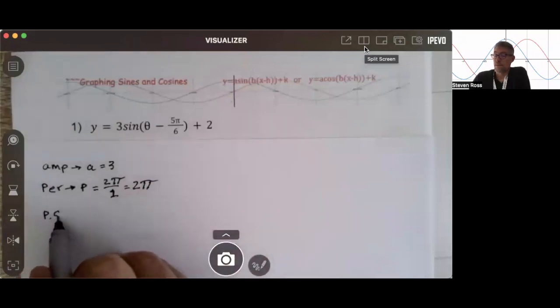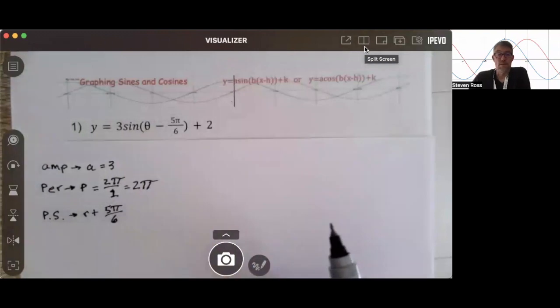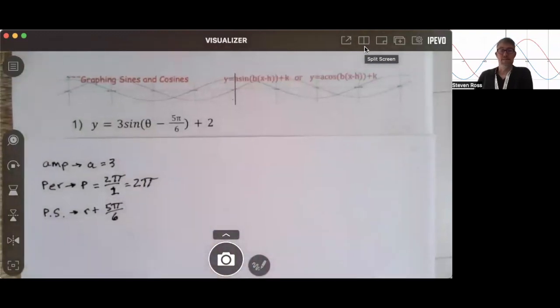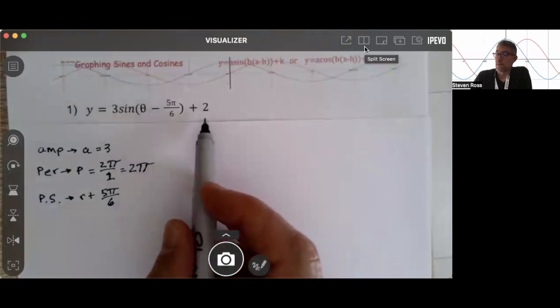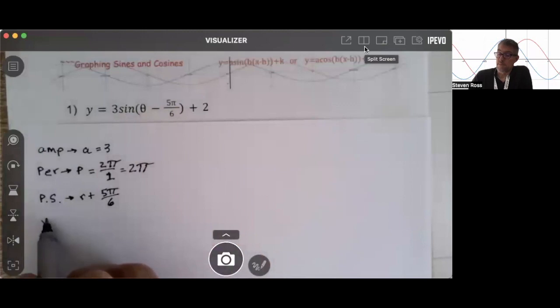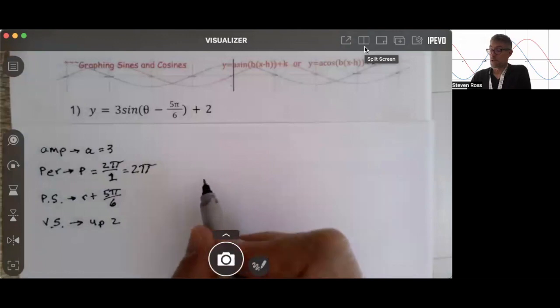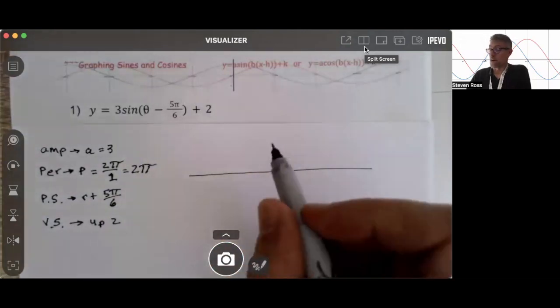All right, so moving on to the phase shift. In this case, it is sliding to the right 5 pi over 6. So that is going to be a phase shift. And then the K, well, that 2 right there is a vertical shift. It's moving the entire graph up 2. So this one is a vertical shift, and we'll say up 2. And I think that's all of the transformations that are going to happen. But there are quite a few transformations going on for sure.